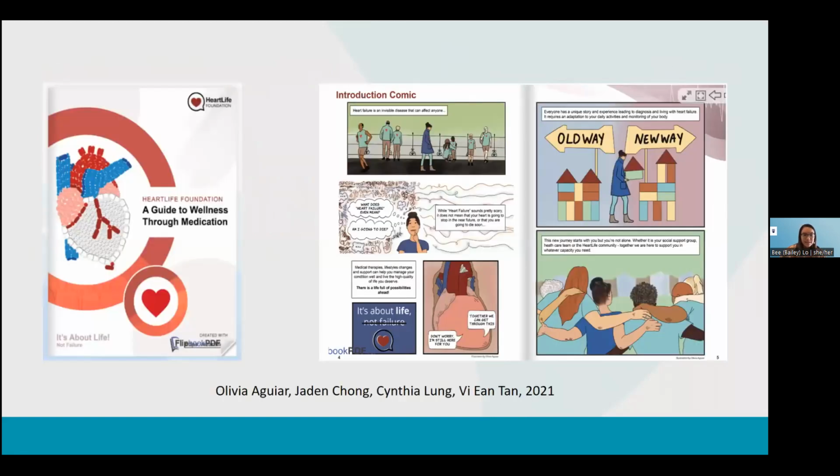So this is one of our projects that Olivia, Jaden, Cynthia, and Vienne worked on last year, and they created a patient-centered flip book guide with a comic style for the Heart Life Foundation, which is a patient-centered organization all about supporting people who are living with heart failure. And so this was a guide to wellness through medication, and they made it entirely full of empathy and a human perspective on this. And it wasn't just, you know, here is a list of medications, but they really took the time to understand how a patient who's just found out that they are living with and need to treat heart failure might be feeling, and trying to make that so compassionate and empathetic. And it was a very beautiful piece.